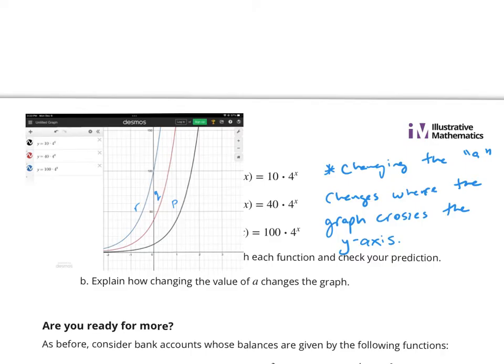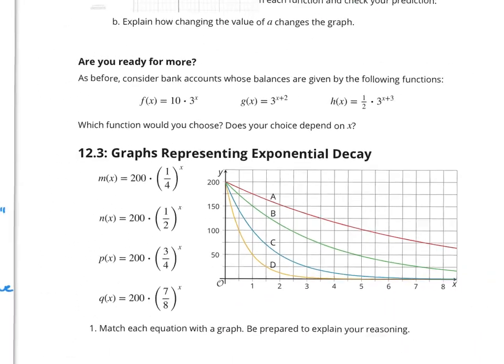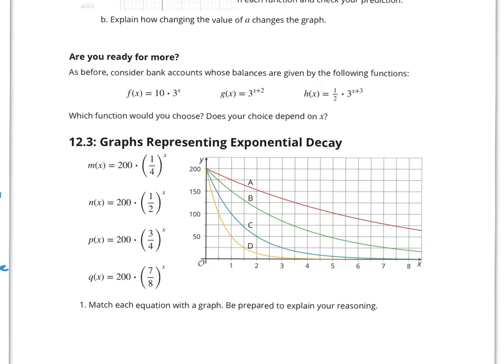Let's go ahead and take a look at the next activity. This next activity focuses on just exponential decay rather than exponential growth. The previous activity, we did mostly exponential growth.